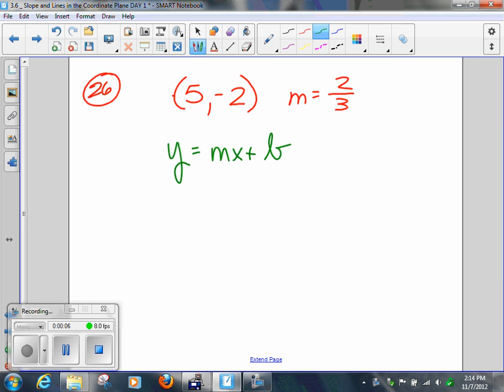y equals mx plus b. Do you guys agree with that? Yeah. Okay. What are the two variables that we plug into? X, Y, M.